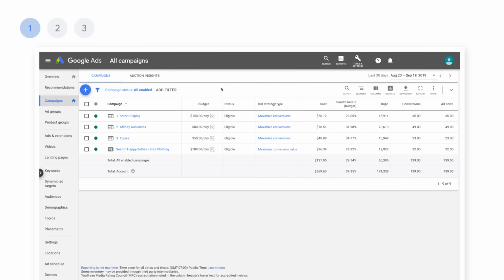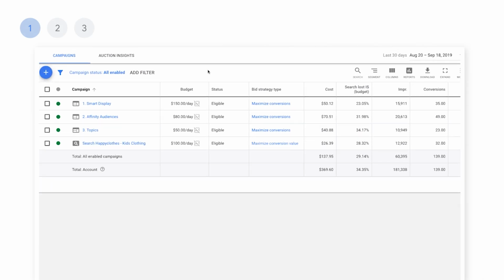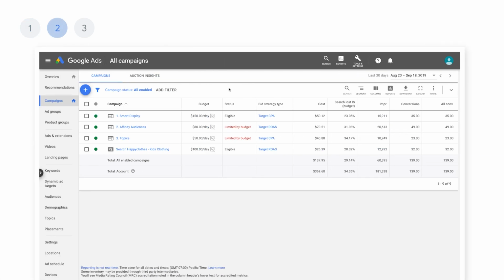Now, let's go over some tips to help you grow your conversion volume and conversion value. If you're using Maximize Conversions or Maximize Conversion Value, you can get more conversions or conversion value by increasing your budgets or broadening your campaign targeting. If your target CPA or target ROAS campaign is budget constrained, think about increasing budgets to capture the full opportunity while still achieving your targets.